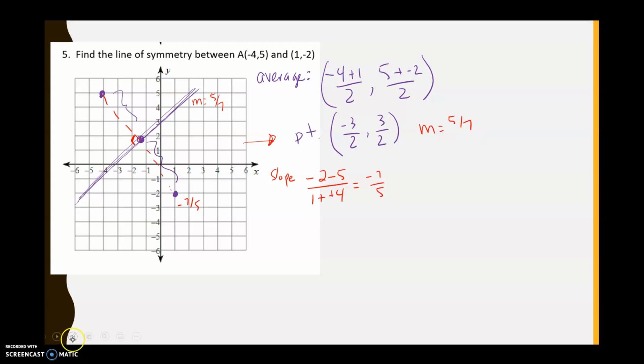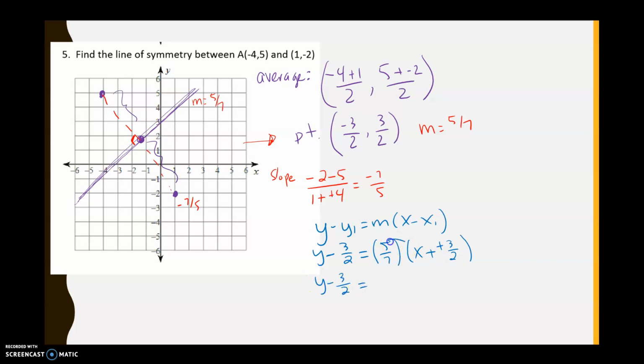So now using that, I'm going to write the equation of my line here. So I'm going to do y minus y1 is equal to m times x minus x1. Or you could use slope-intercept form if you wanted to. So I'm going to get y minus 3/2, and that's equal to my slope of 5/7 times x minus -3/2. Double negative becomes positive here. I'm going to get y minus 3/2 is equal to, when I distribute, 5 over 7x, and distribute here, I'm going to get 15 over 14. 5 times 3 is 15, 7 times 2 is 14.